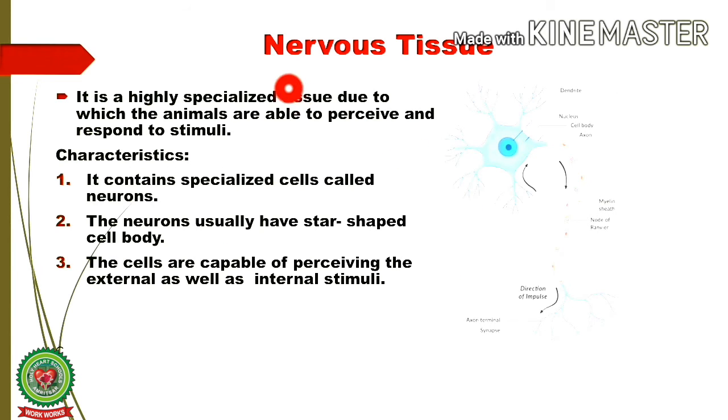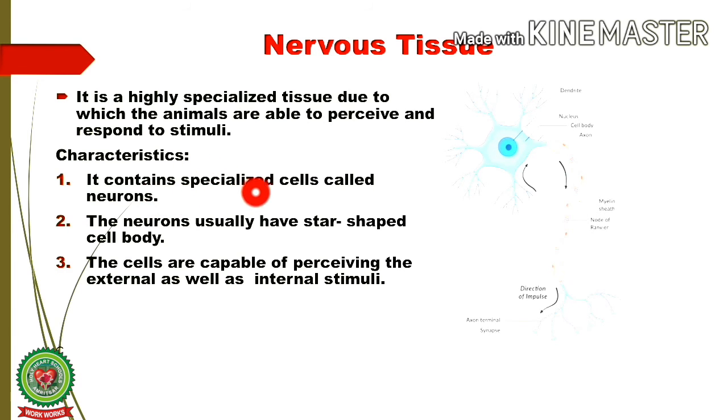Now students, what is nervous tissue? It is a highly specialized tissue due to which the animals are able to perceive and respond to stimuli. Now students, what is stimuli? Any change in internal or external environment that brings about response in the body is called stimuli. If we talk about response, change or reaction of the body due to stimulus is called response. It is characterized by following properties.